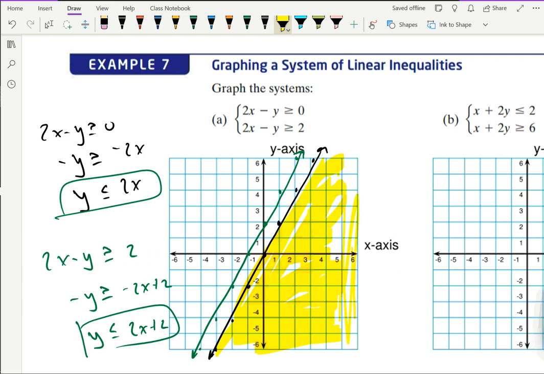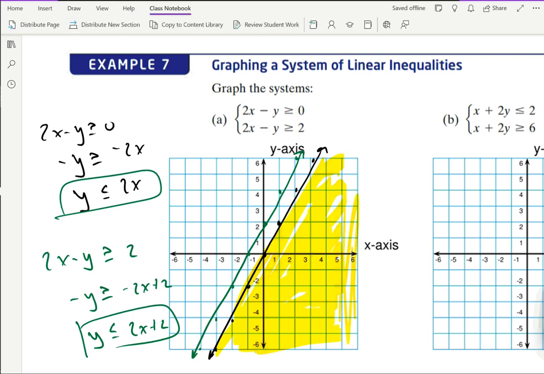So this overall is the region that I want to shade. Now, if I'm trying to choose test points, I can still choose test points. Let's choose a test point maybe up in here. This is 0, 5. If I choose 0, 5, let's see, 0 minus 5 is not bigger than 0, so that doesn't work. So this whole region is out.